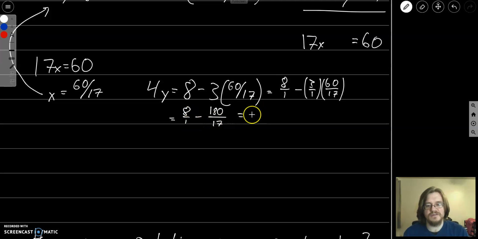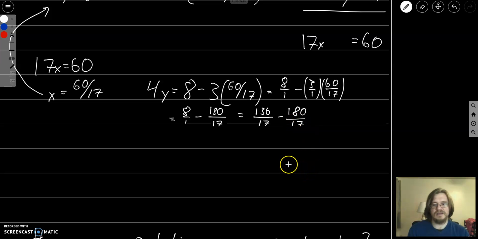So I have 8 times 17 is 136. 1 times 17 is 17. We're going to subtract 180. These are things that a calculator would easily be able to do. And then if we simplify this side, this will be negative 44/17.